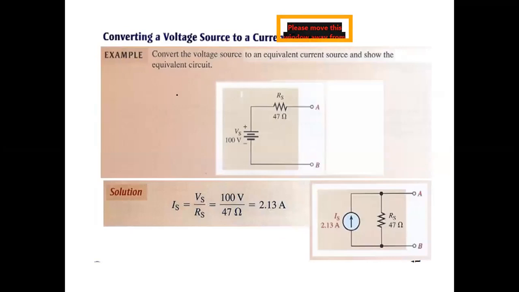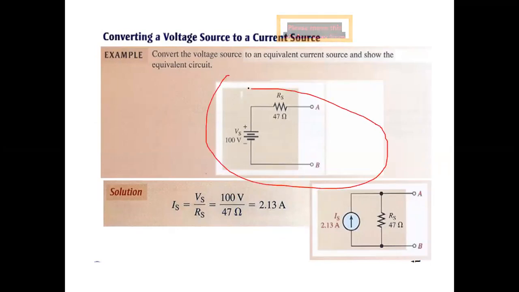I am showing you an example in which a voltage source is given, and we are going to convert this voltage source to a current source. So we will calculate Is, because we want an equivalent current source. We will convert this voltage source to the equivalent current source.